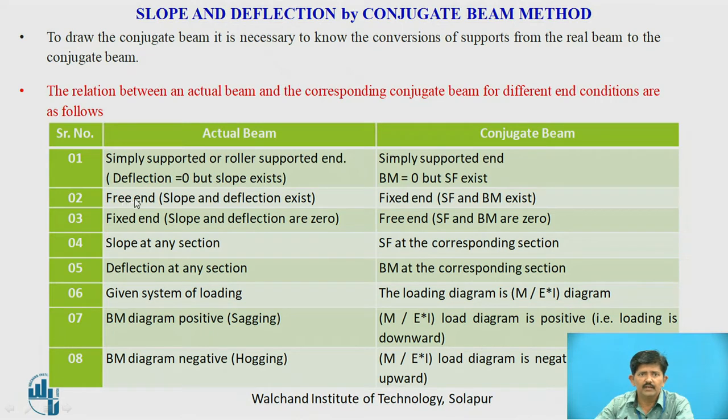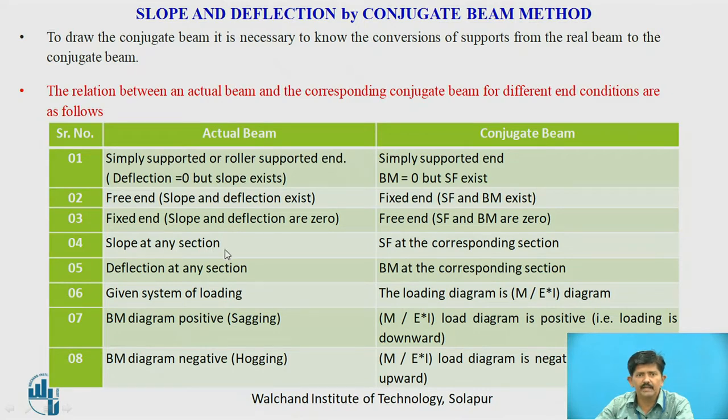Then the free end will be changed to a fixed end in a conjugate beam, as in the free end of the actual beam slope and deflection exist, whereas shear force and bending moment exist in the conjugate beam. Now, the fixed end in the actual beam will be converted to a free end in the conjugate beam, as in the actual beam for the fixed end slope and deflections are 0, hence it is converted to a free end in the conjugate beam where shear force and bending moment are 0.